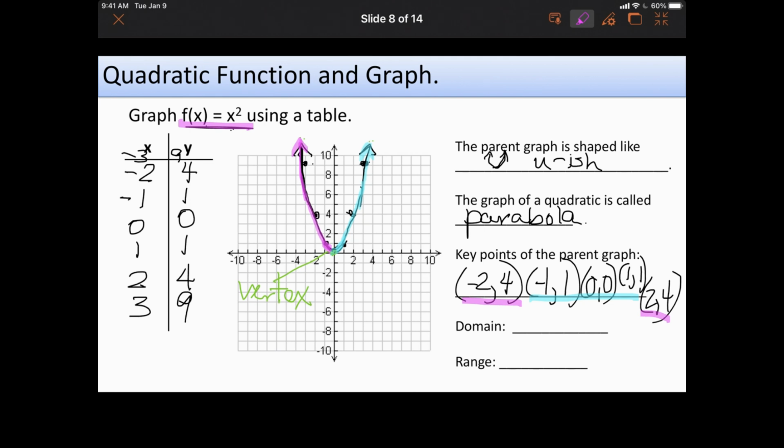Now the domain: can I put any x value into this equation? Yes. Negative a million, positive a million, sure. 0.0004, sure. So it's all real numbers. That's our fancy R. Now for the range, it's your y, and it's similar to the absolute value, correct? Actually, it's the same. It goes to 0 and goes up. There's nothing here in the negatives. So the range is y is greater than or equal to 0.